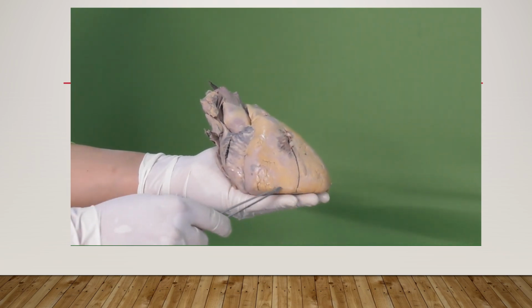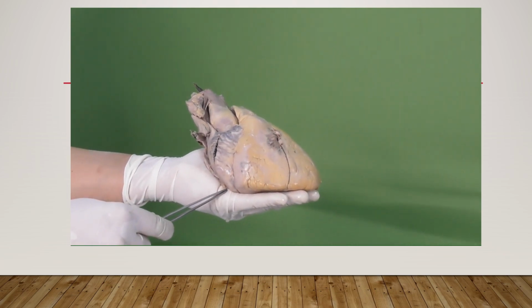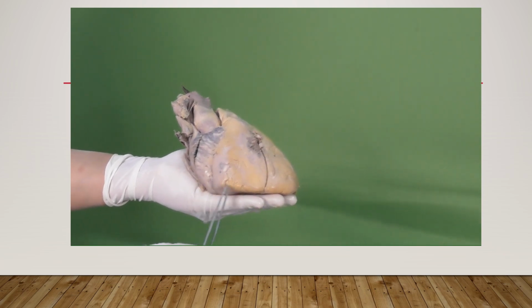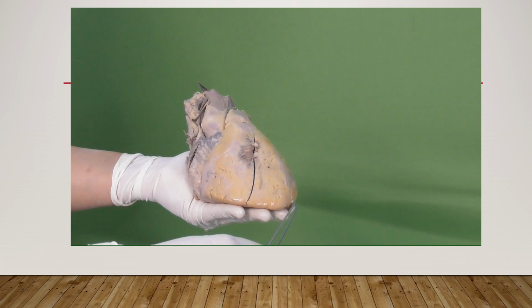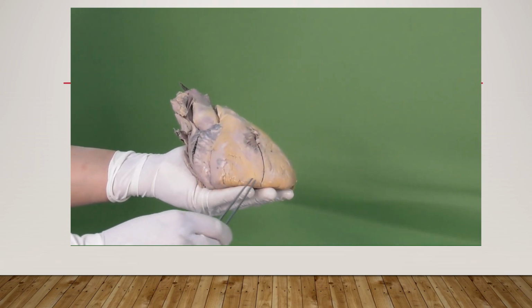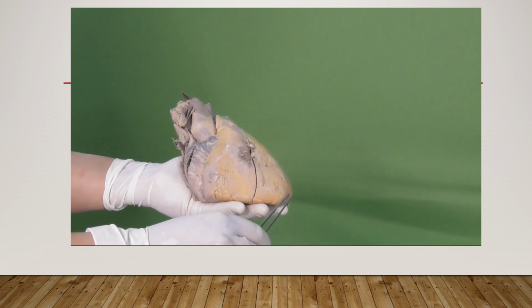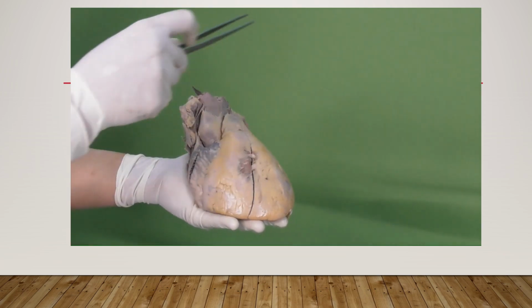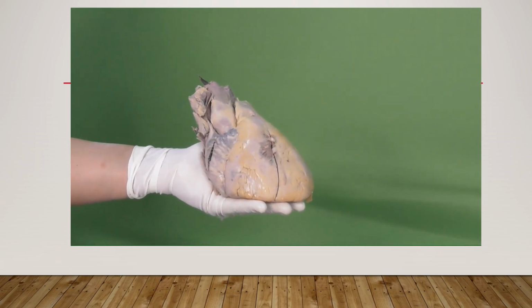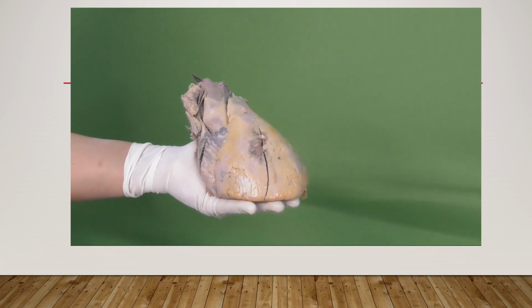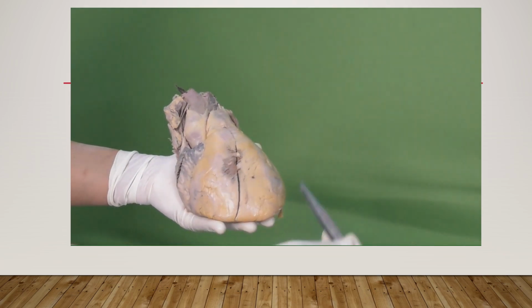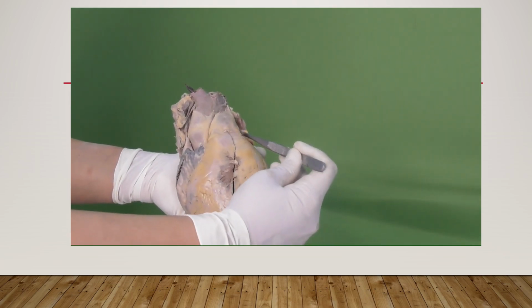Here we have the inferior border of the heart, which is extending between the opening of inferior vena cava till the apex of the heart, and this inferior border is mainly formed by the right ventricle of heart. Coming to the left border of the heart, now this left border is oblique, and it is mainly formed by the left ventricle and partially by the left auricle.